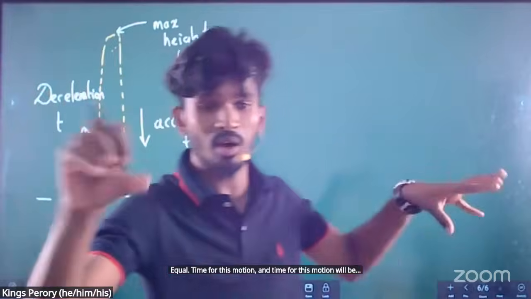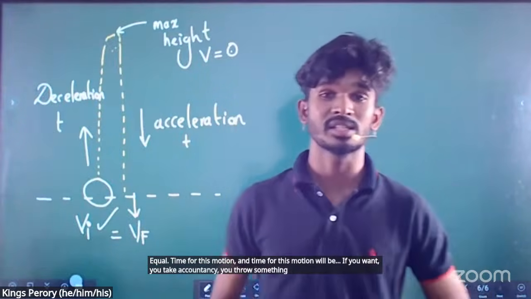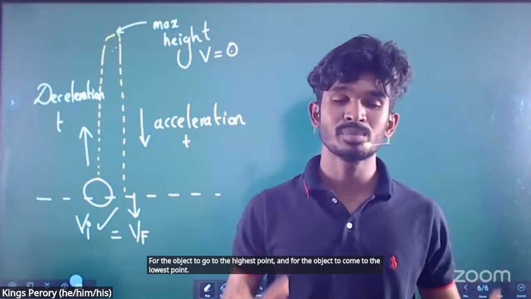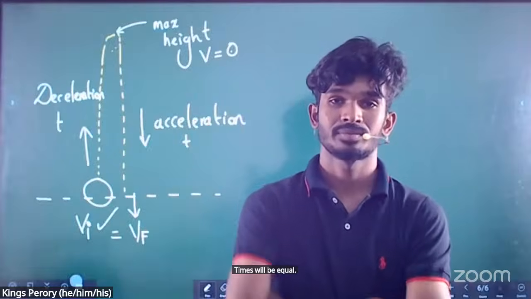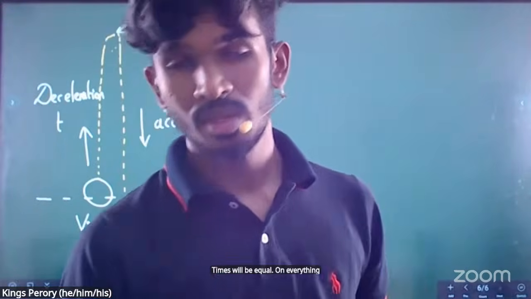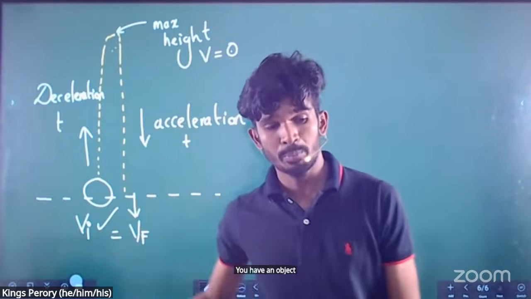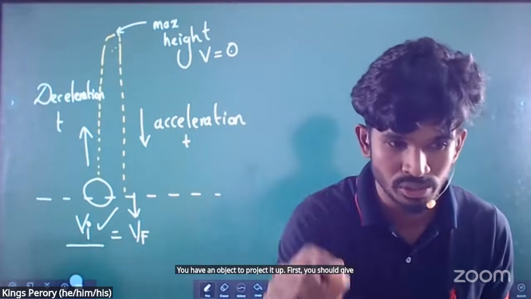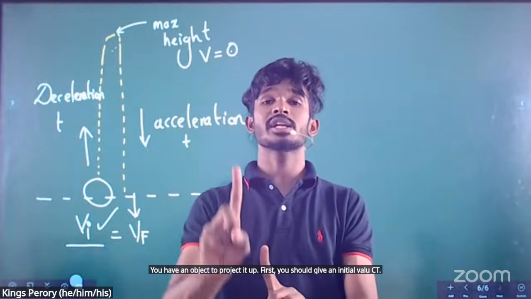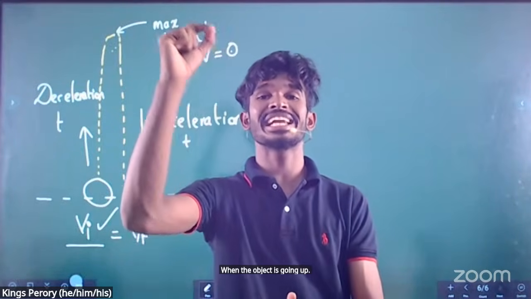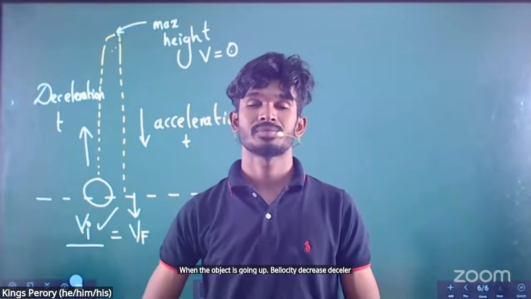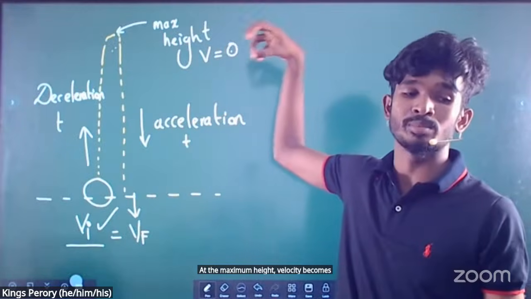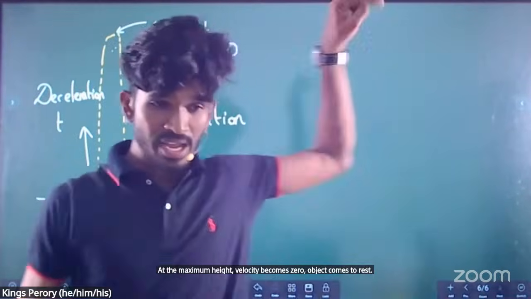If you want, you take a count and see. You throw something, you take a count and see, for the object to go to the highest point and to come to the lowest point. Times will be equal. On everything together: you have an object to project up. First, you should give an initial velocity. When the object is going up, velocity decreases, deceleration. At the maximum height, velocity becomes 0, the object comes to rest. Then again it falls down.